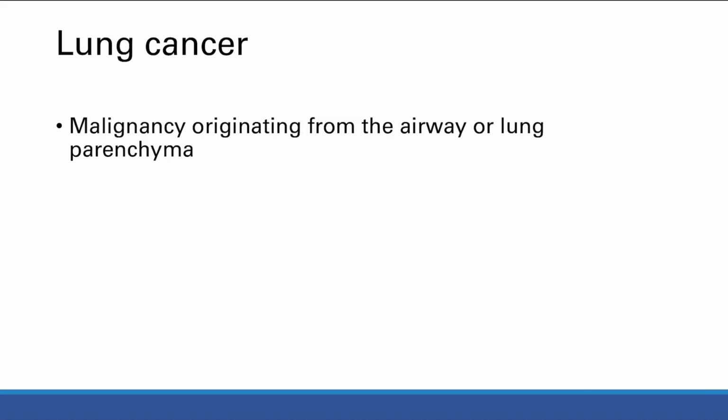Now we go to lung cancers. This is a malignancy originating from the airway or the lung parenchyma. Mesothelioma is cancer from the lung pleura. Lung cancer is either from the airway or from the lung parenchyma, that's the tissue of the lung. Now this is going to be asymptomatic until the late stages, until it's spread enough to be causing symptoms. And symptoms you're going to see are shortness of breath, cough, and hemoptysis.